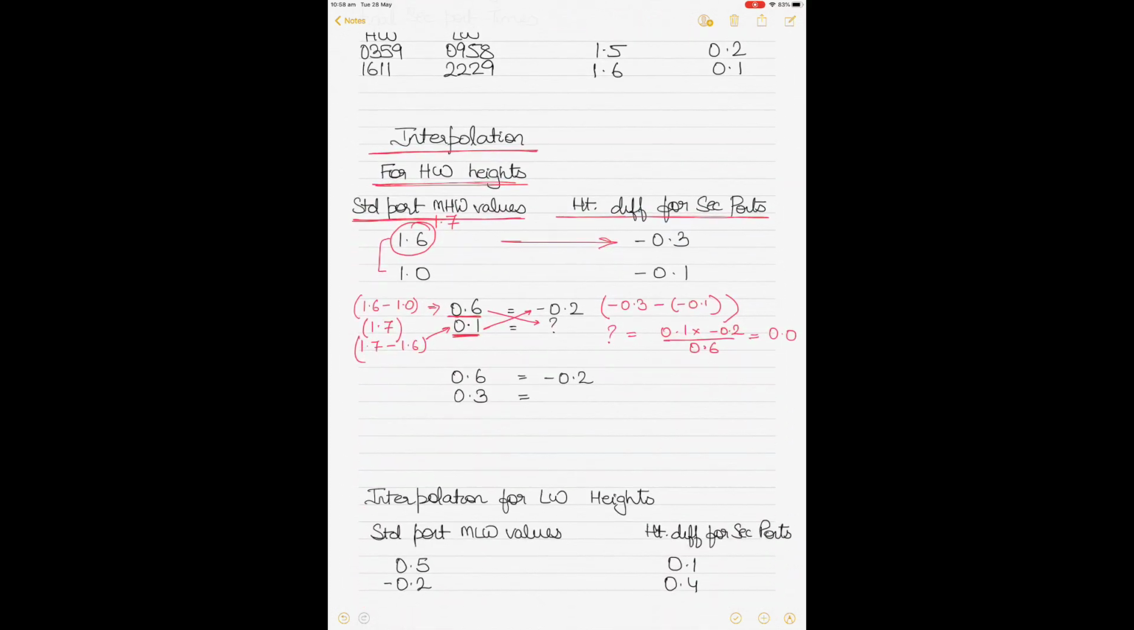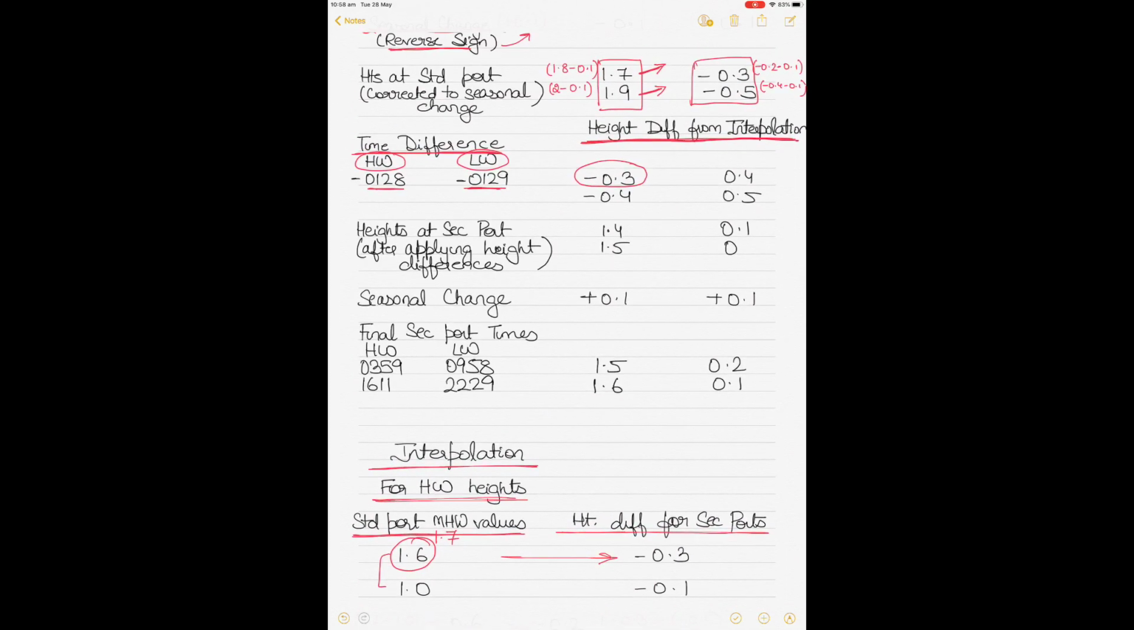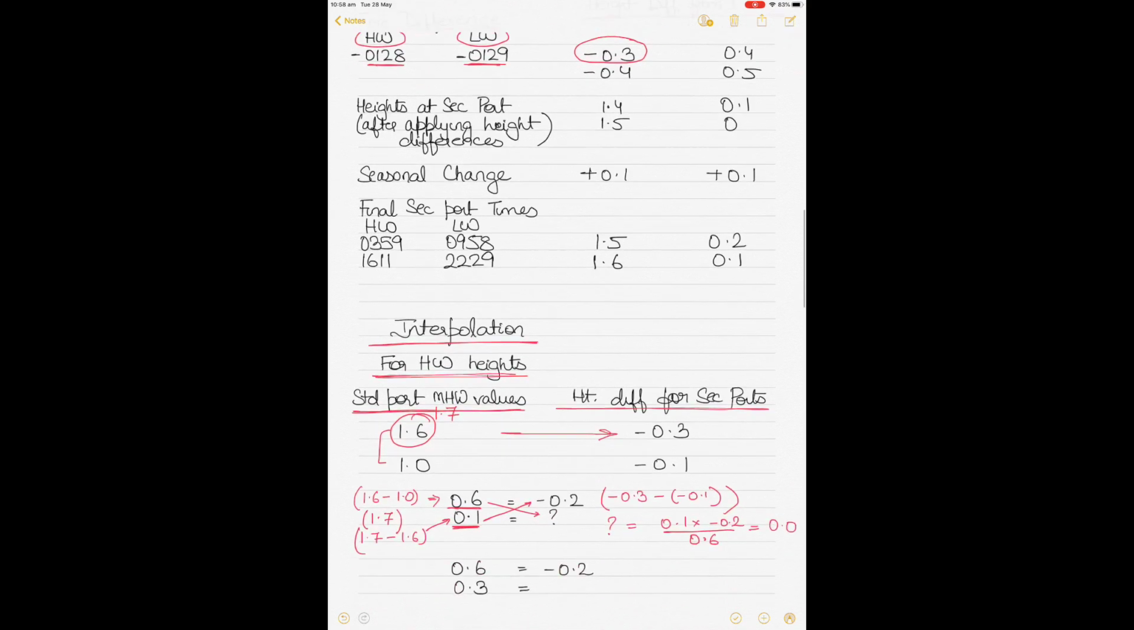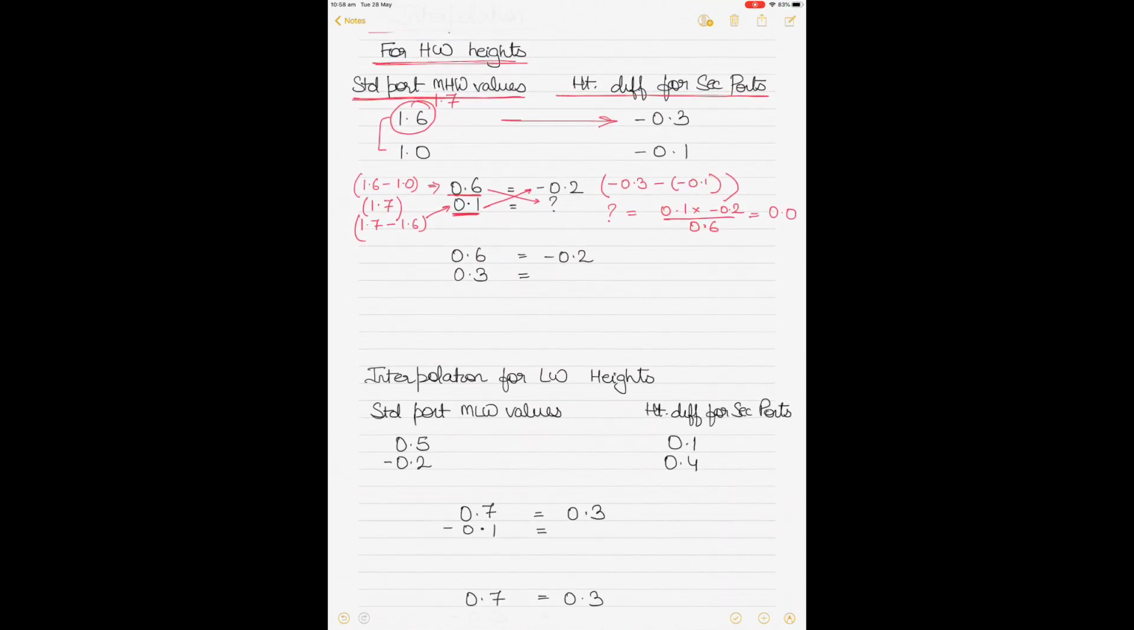Let me show you the other example now. I need it for a height of 1.9 meters, and again I'll use the same principle. For a difference of 0.6, between 1.6 and 1, the height difference is minus 0.2, which comes from minus 0.3 to minus 0.1. So what will be the correction required for 1.9?